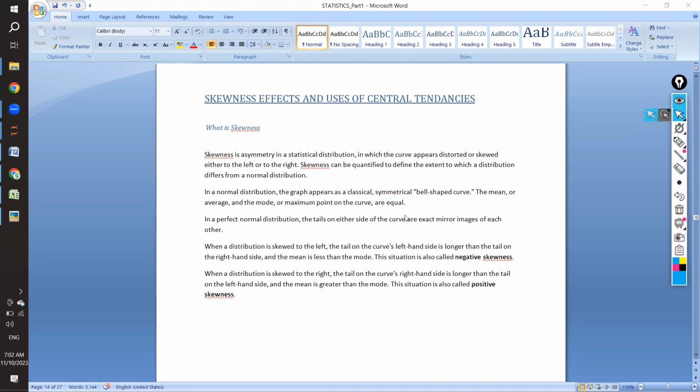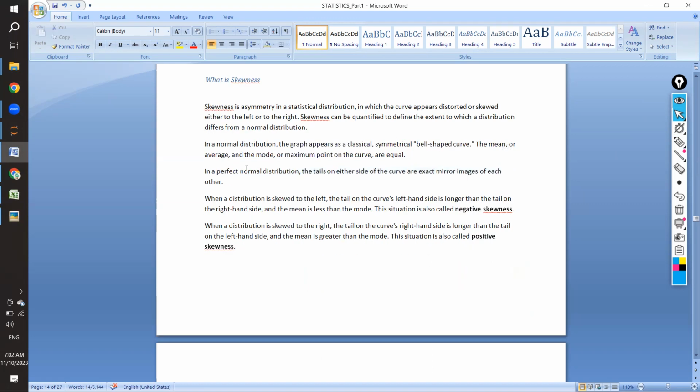Now if you see, in a perfect normal distribution, the tails on either side of the curve are exact mirror images of each other. We have seen, when a distribution is skewed to the left, the tail on the left-hand side of the curve is longer than the tail on the right side, and the mean is less than the mode. The situation is called negative skewness. When the skew is distributed to the right, the tail on the right side is longer than the tail on the left side, the mean is greater than the mode, and the situation is called positive skewness.